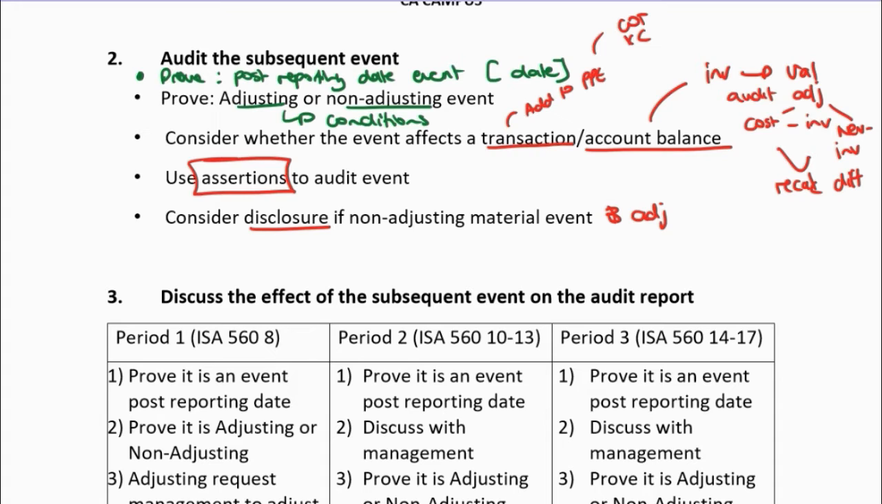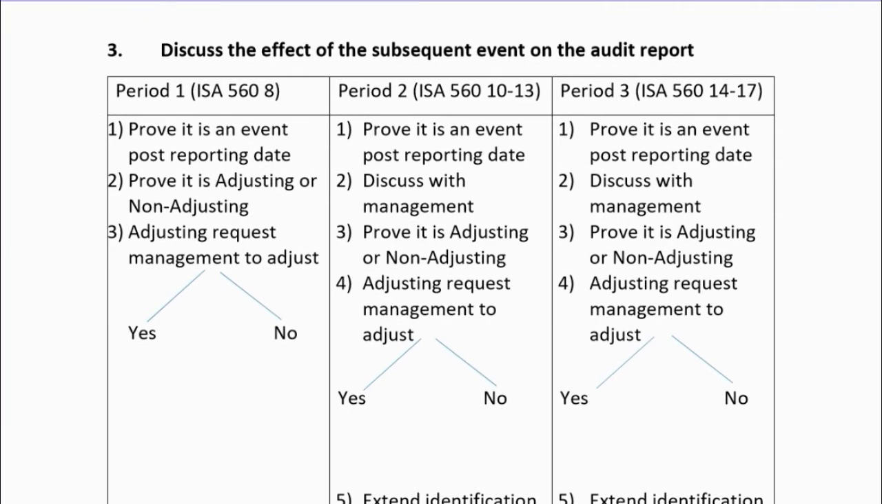So ultimately what I'm saying to you guys here is there's no standard way to audit a subsequent event, because all a subsequent event is, is a journal recording either an impact on a balance or a transaction. So you need to go and see what the journal is, the date that it was recorded, the description, and the amount, and you need to use your assertions to test all of those to see it's correct. Easy as that. So the third one, discussing the effects of the subsequent event on the audit report.